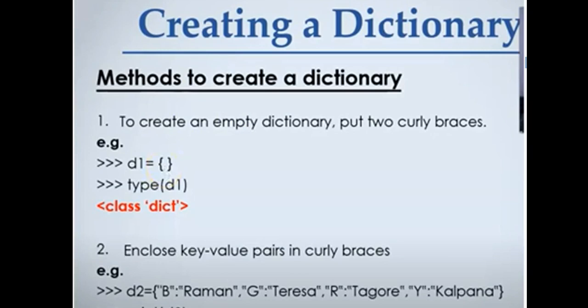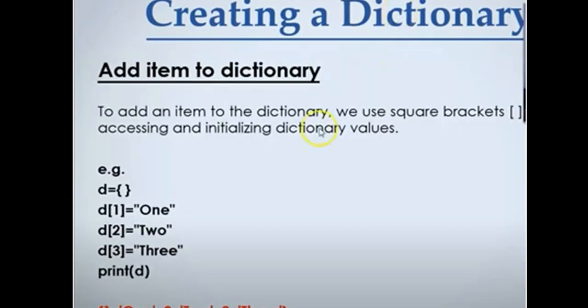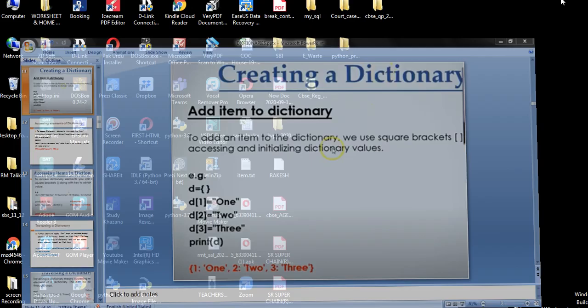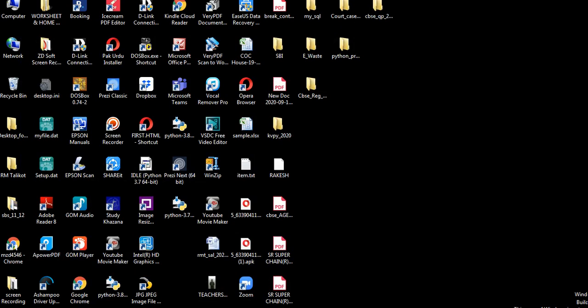Empty dictionary we can create. Enclose the key value pairs in curly braces. So many times we have done. And we can add an item to a dictionary. To add an item to the dictionary, we use square brackets, accessing and initializing dictionary values. So let me explain how to add the values to the dictionaries.